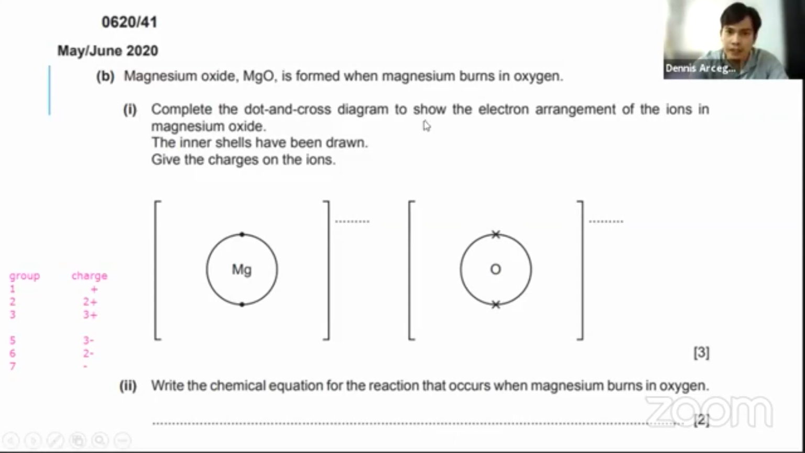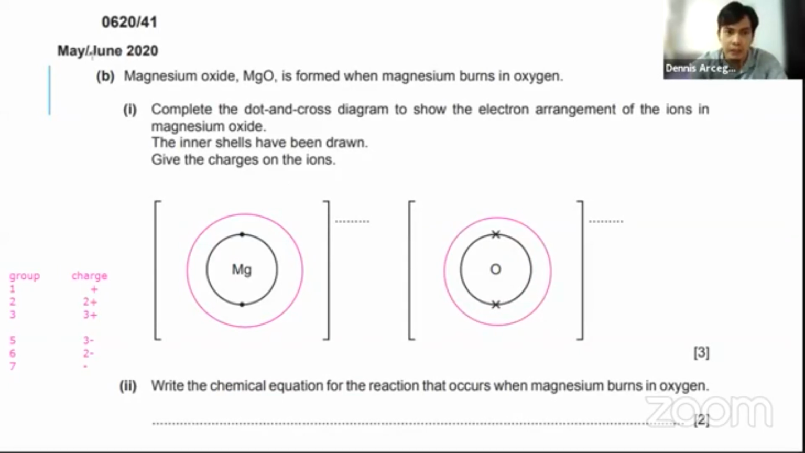Complete the dot and cross diagram to show the electron arrangement of the ions. I saw this kind of question many times in paper 4, so you have to know how to do this. You can get 3 marks for this easy question. You just have to draw one circle for each.